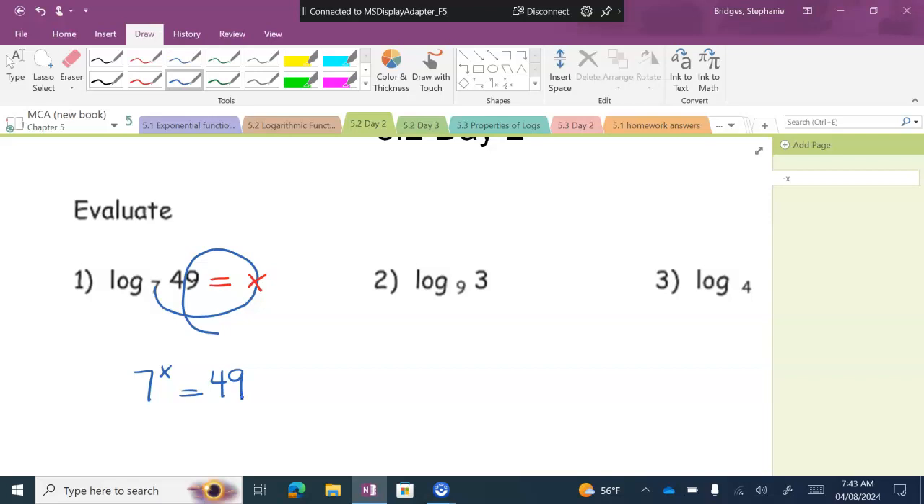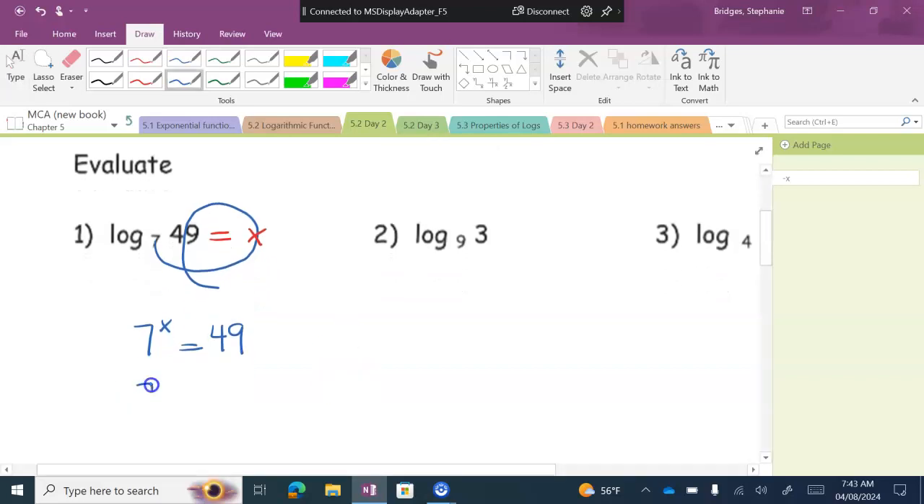But then I'm going to look at the other side, 49. Can I write that as a power of 7 since 7 is on the other side? Yes, 49 is 7 to the what power? Okay. So what I'm going to do is rewrite it as 7 squared. The goal is to get the same base. Once you get the same base, then we can set our exponents equal. Okay, I have 7 to the x power equals 7 to the second power. So I'm just going to drop the bases and set those exponents equal.